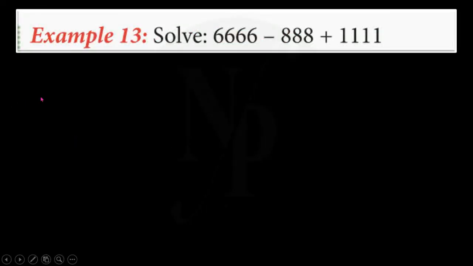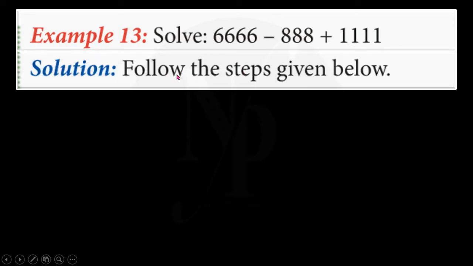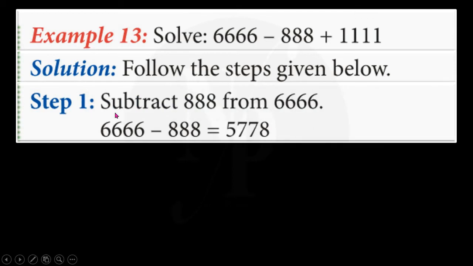Now let us move to the next example, example number 13. Solve 6666 minus 888 plus 1111. Solution. Follow the steps given below. Step number 1. Subtract 888 from 6,666. So when we subtract, we get 5,778 as the difference. You may verify the subtraction.